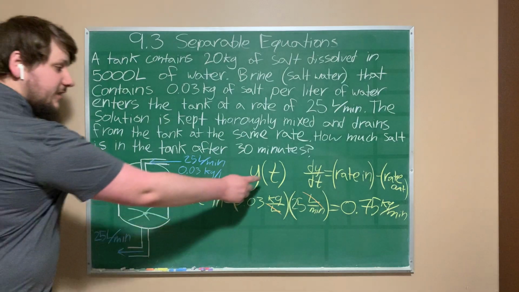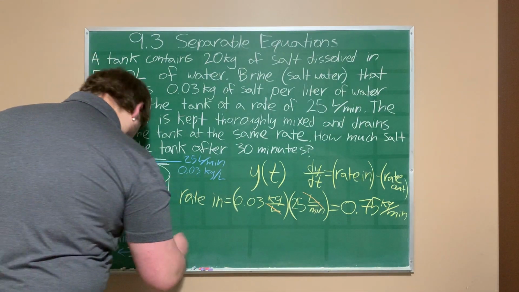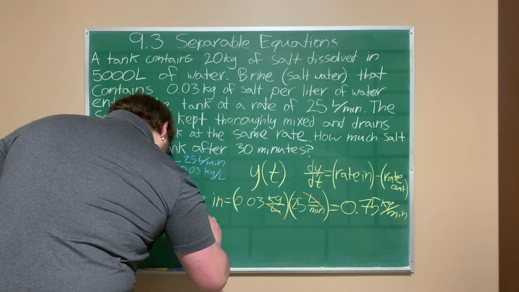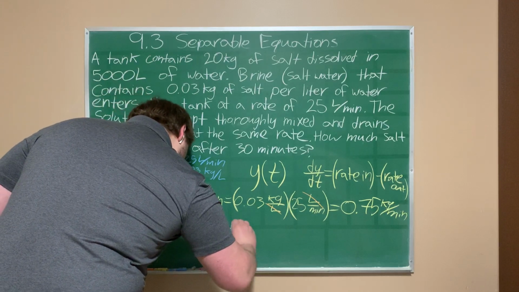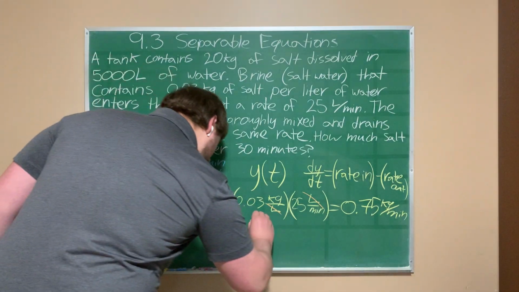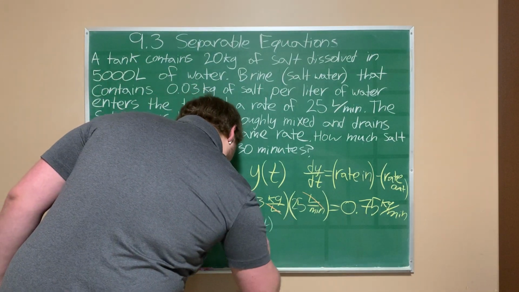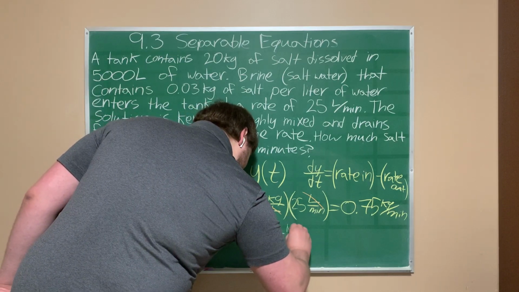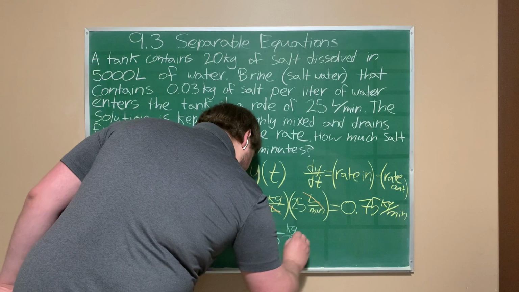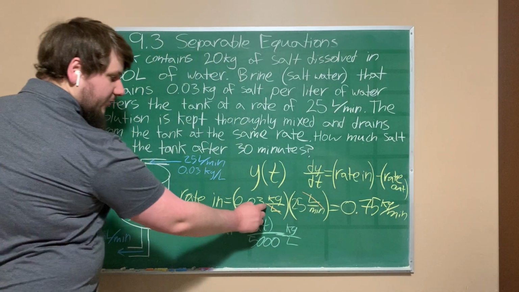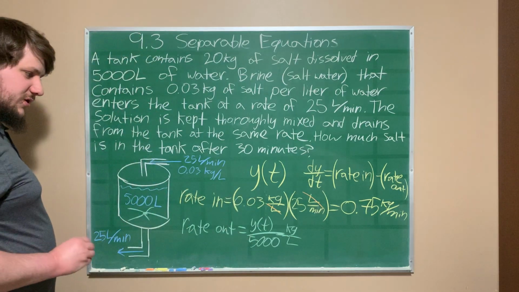That's going to give us our kilograms per liter here. So the rate out, let's switch colors here. The rate out is going to equal the y of t that we don't know, divided by 5,000. This is kilograms per liter. There we go. So this is the kilograms per liter part of this question here.